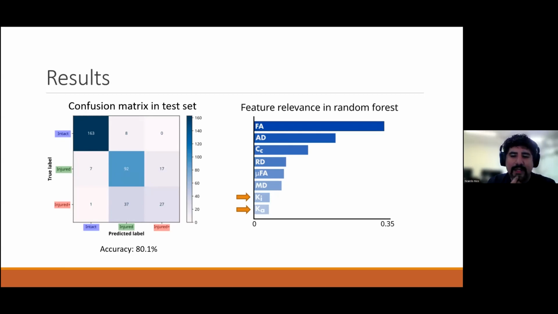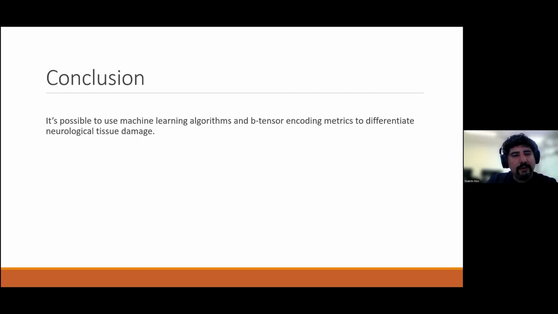This might happen if these metrics have bias, because the intrinsic assumption of the diffusion tensor distribution model is that the microtensors are strictly Gaussian, which is actually not the case for degeneration. So in conclusion, this implementation suggests that it's possible to use machine learning algorithms and b-tensor encoding metrics to differentiate neurological tissue damage. While this work serves only as a proof of concept, the framework could generalize to other experimental settings, maybe in the future clinical ones.